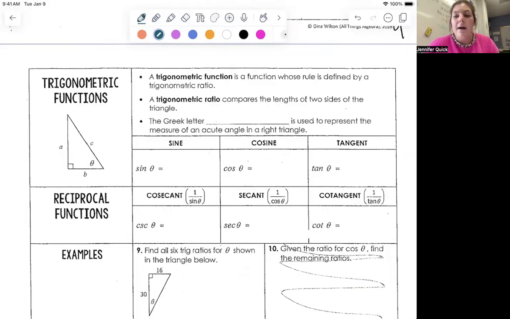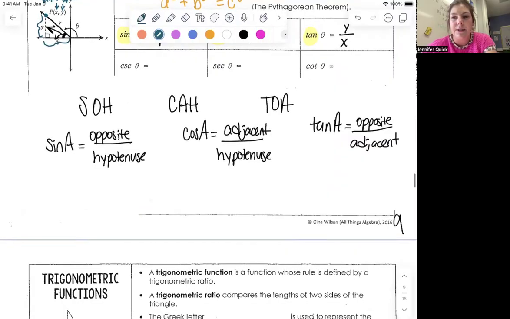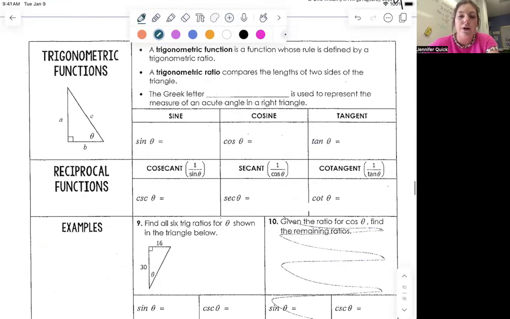Okay. There are those three common ones, and then there are three more. Since you wrote it right here, I don't think we need to write it again, so that's kind of pointless for us to do. But I do want to talk about the new functions. These are called reciprocal functions. And we know from our rationals unit that reciprocal means to flip.